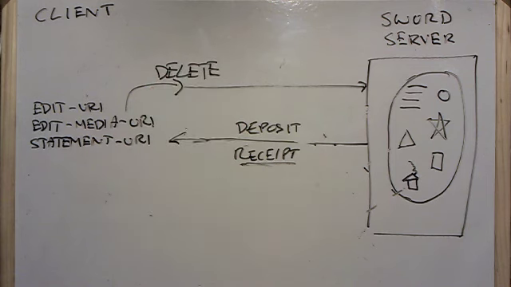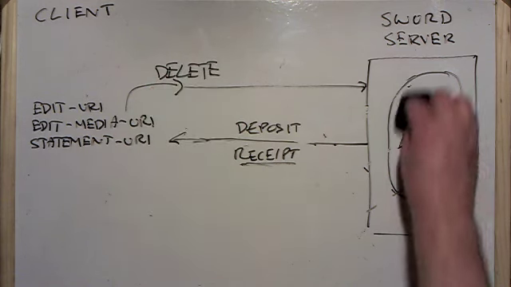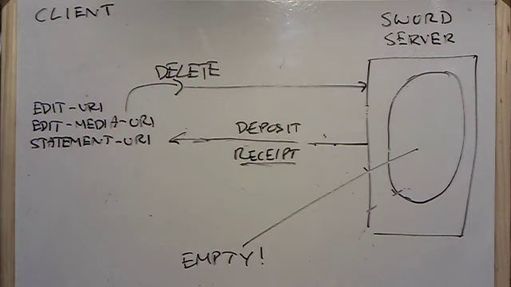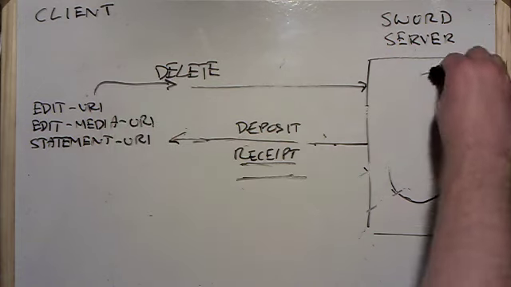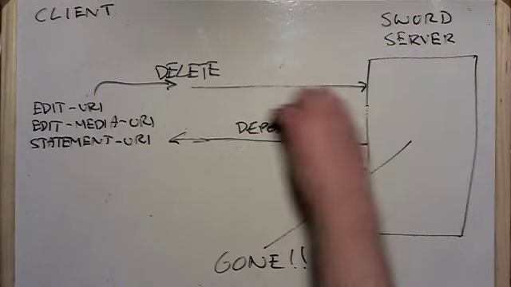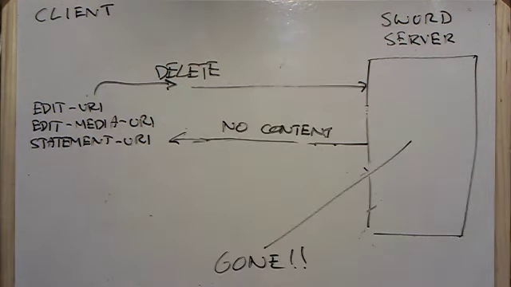Finally, I can delete content from the server. If I delete from the edit media URI, I actually delete all of the content from the container and I get back a deposit receipt. But if I delete to the edit URI, I delete the entire object. There's no content there at all.